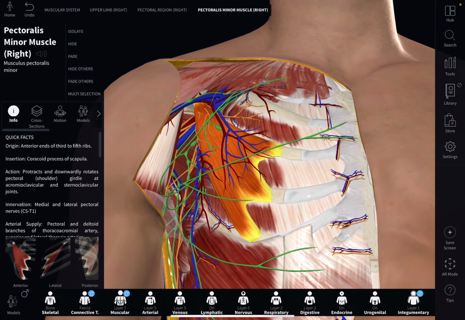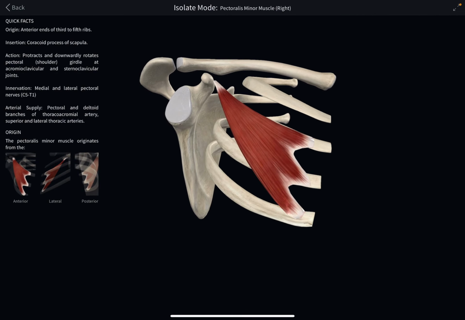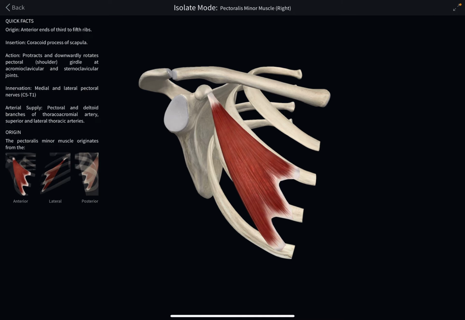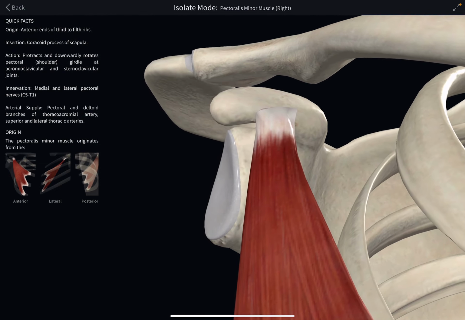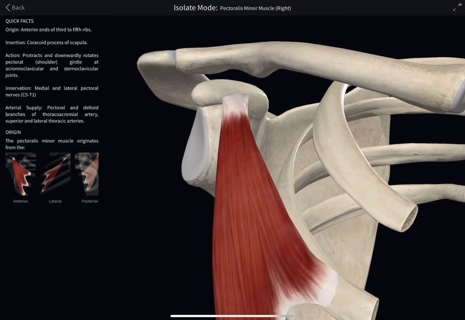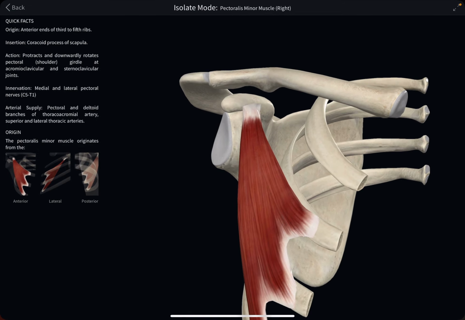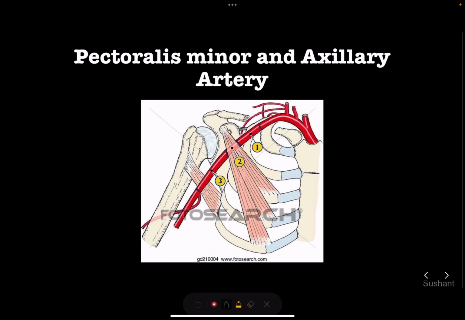Let us highlight this muscle. Isolate the muscle actually. So you can see the origin is from the third, fourth, fifth ribs, and the muscle passes upwards and laterally. And then it inserts to the medial border and superior surface of the coracoid process of the scapula. That's the origin and insertion of the pectoralis minor muscle. We already discussed the nerve supply, the medial and lateral pectoral nerves.